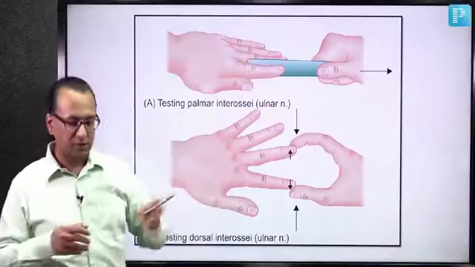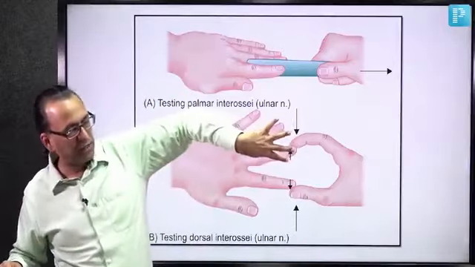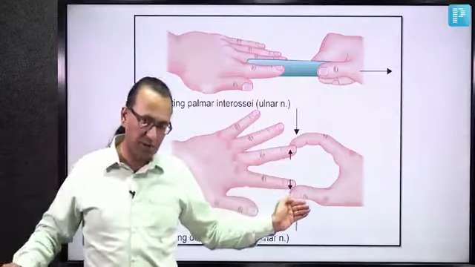If you want to check for the dorsal interossei, then just ask the patient to spread the fingers, and you are preventing that spreading by putting some resistance here. This is for dorsal interossei testing.